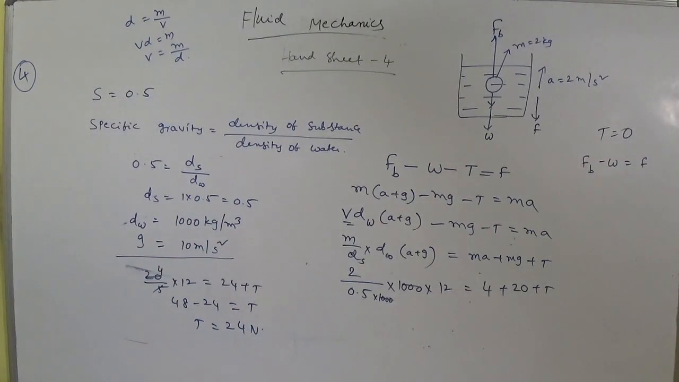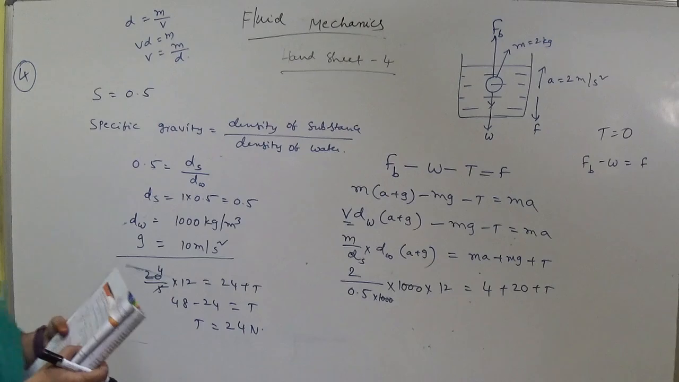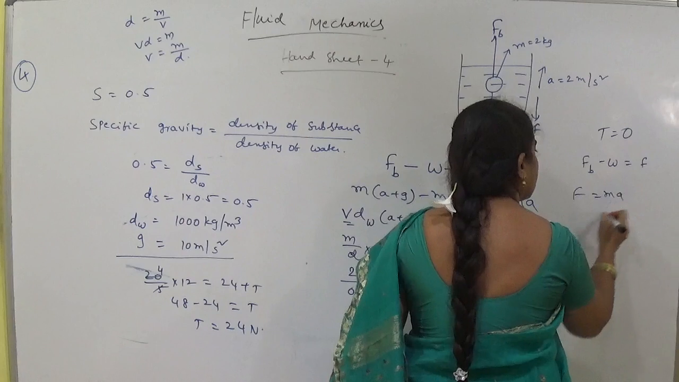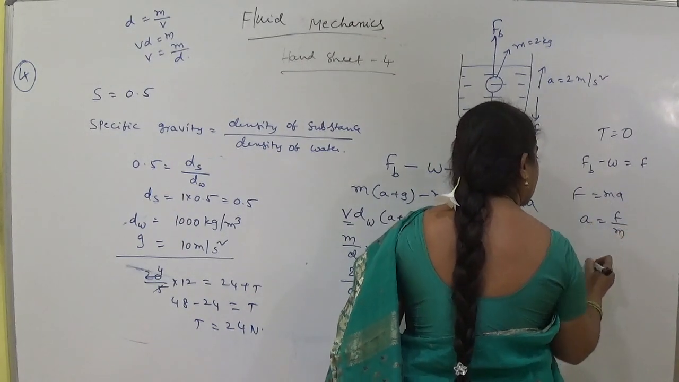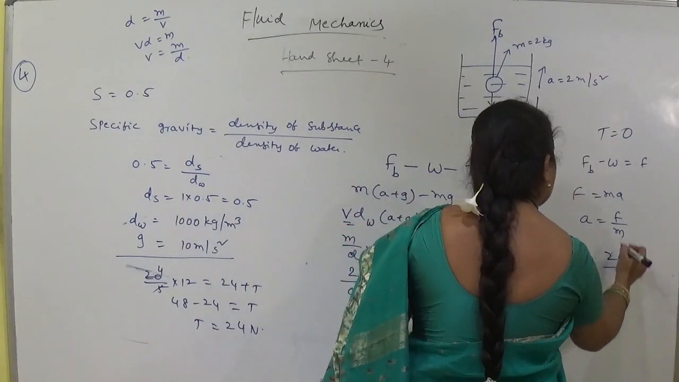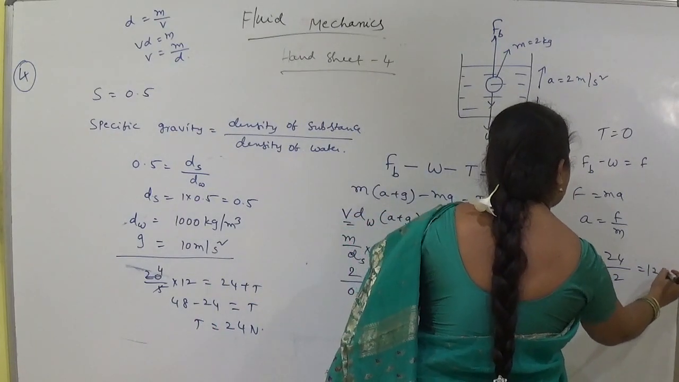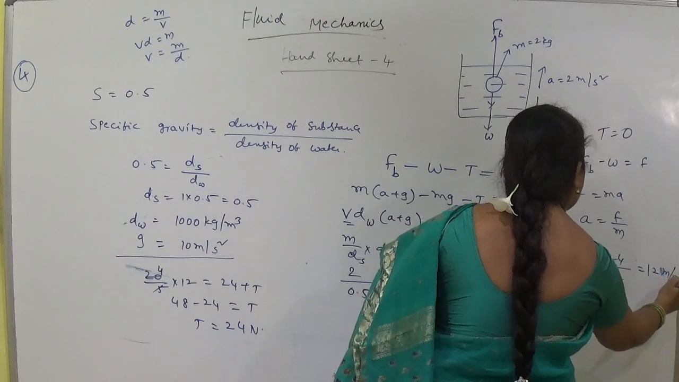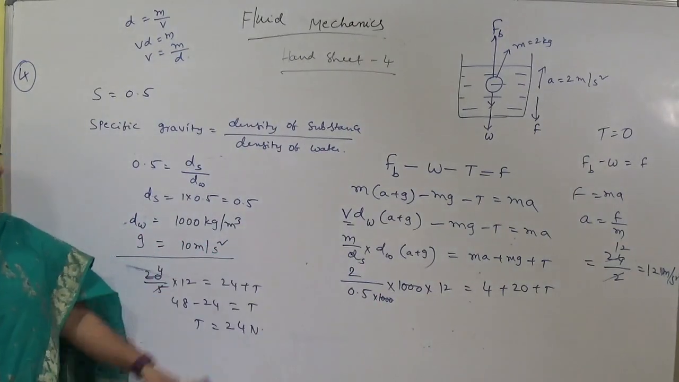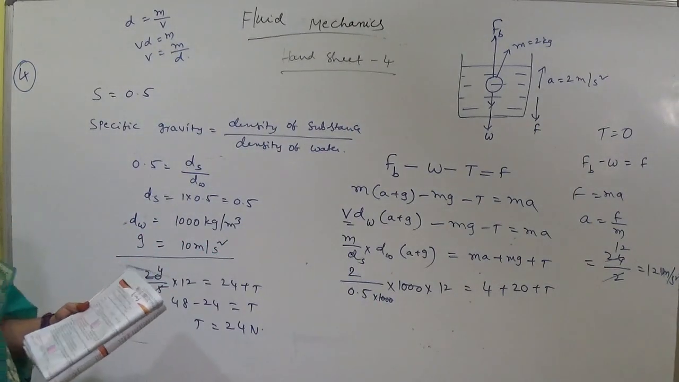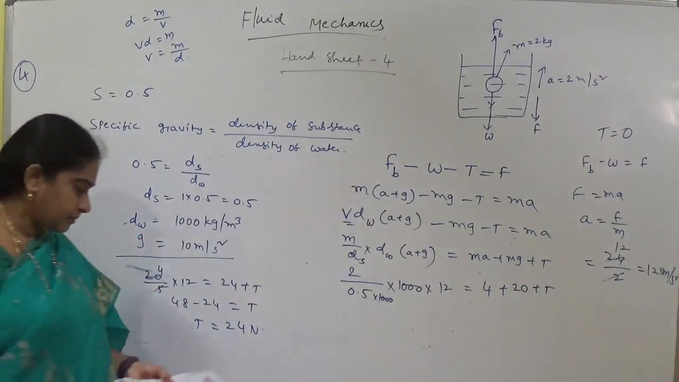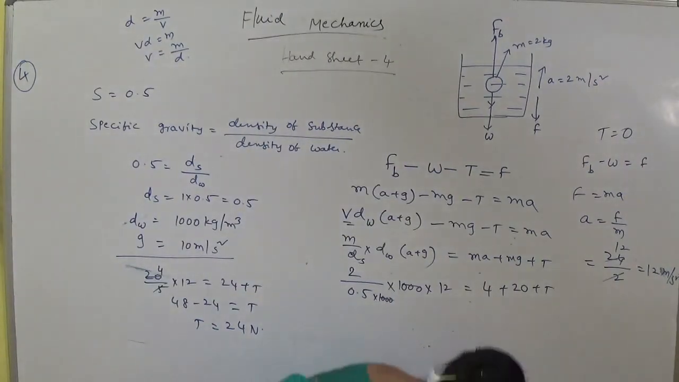The acceleration is in the upward direction. F is equal to Ma, so A is equal to F by M. And what is the value of F? 24 Newton by M, which gives 12 meter per second square. So the options are 1 and 4. Next, fifth question, sixth question.